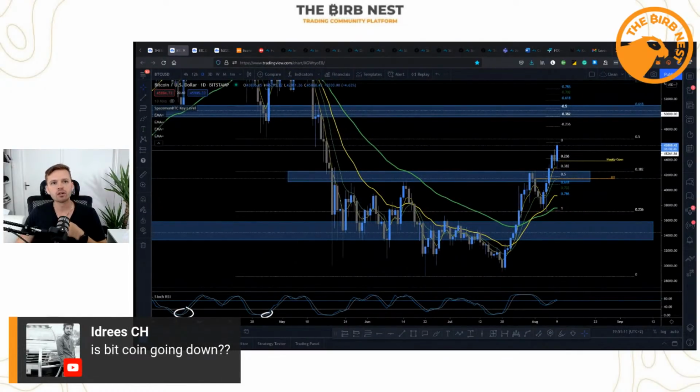All right, is Bitcoin going down? No, I don't think so. But if we lose the 42K area and we start seeing a bearish break in market structure, absolutely, I think it's going to be very bad for Bitcoin.